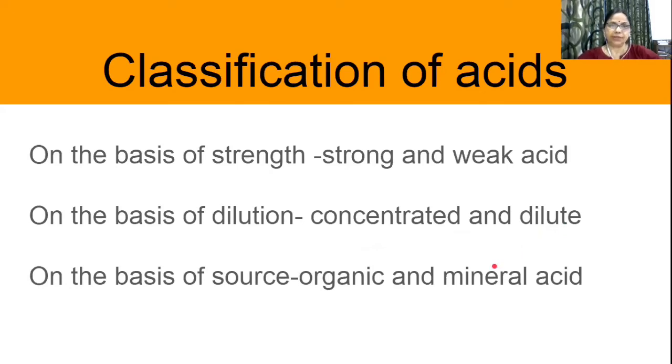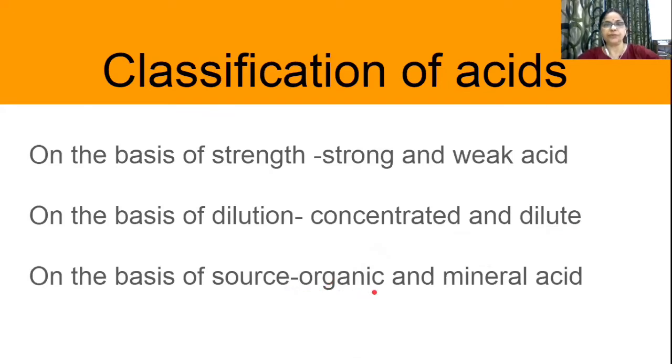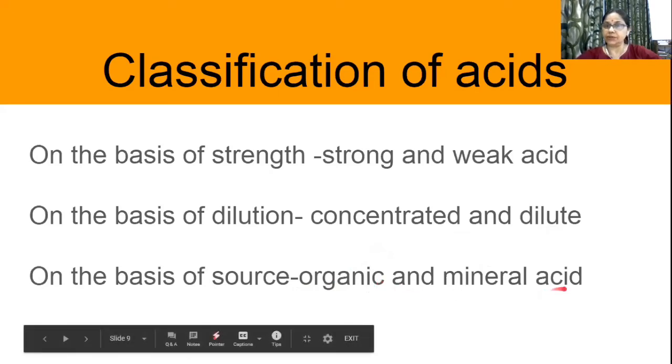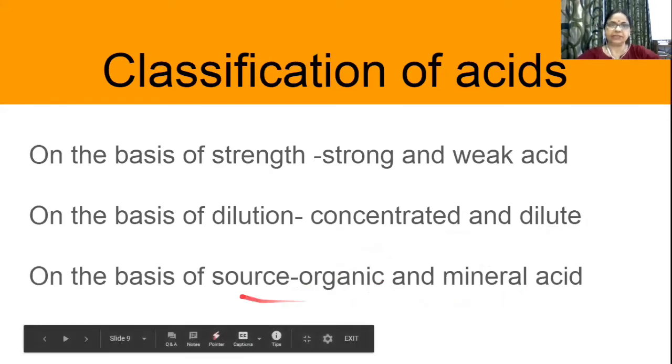Next is on the basis of the source. Organic acids are those which are derived from plants and animals. For example, tartaric acid, citric acid. Mineral acids are those which we get from minerals. For example, hydrochloric acid, nitric acid, etc.